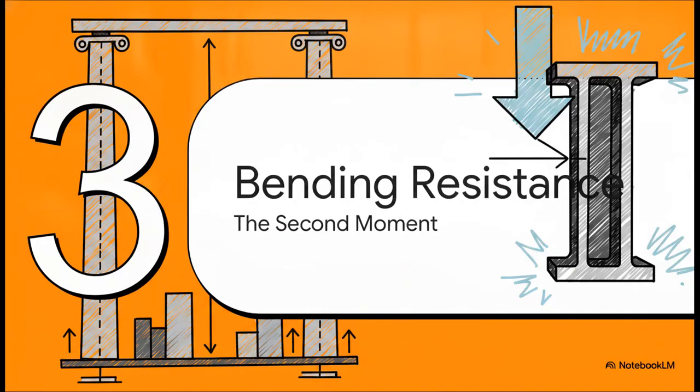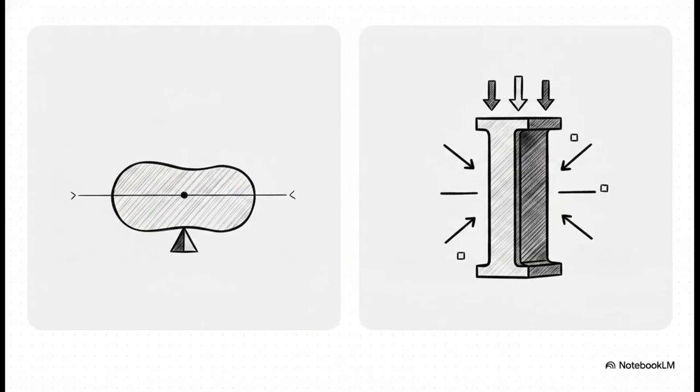Next up is Section 3, resistance to bending. This brings us to the second moment. The mathematical contrast here is actually fascinating. So we just talked about the first moment of area, which uses the integral of y times dA to find that balancing point. But compare that with the second moment of area. The only mathematical difference here is that we square the distance, so it becomes y squared times dA.